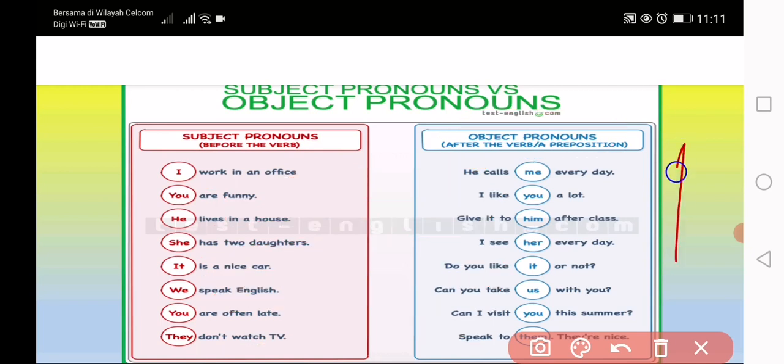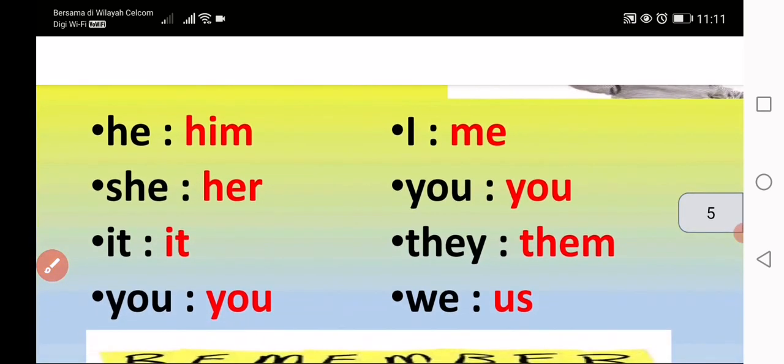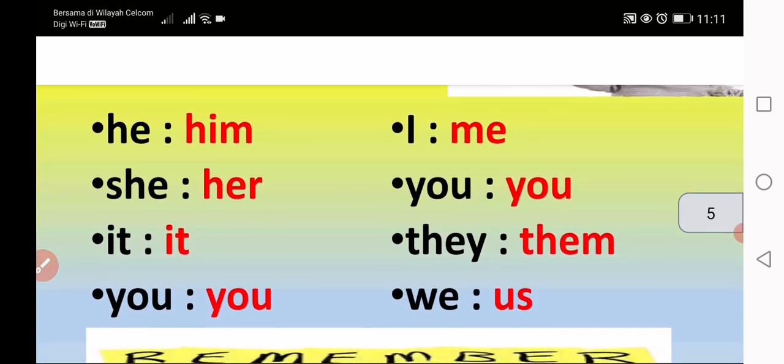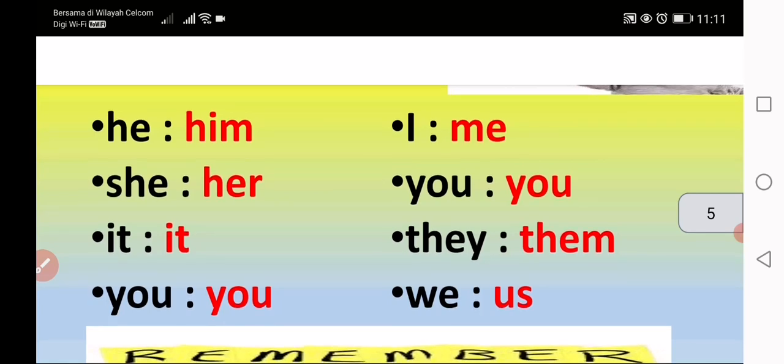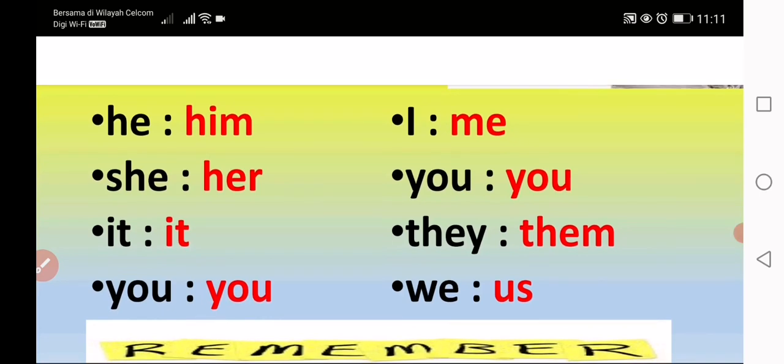Okay, I remember this. He becomes him. I said she, her, it, you, I, me, you, they, them, and we, us. It's quite simple actually. I think most of you have memorized this. Okay, you learn this from standard 1 until standard 6. Okay, you will learn this next year again.